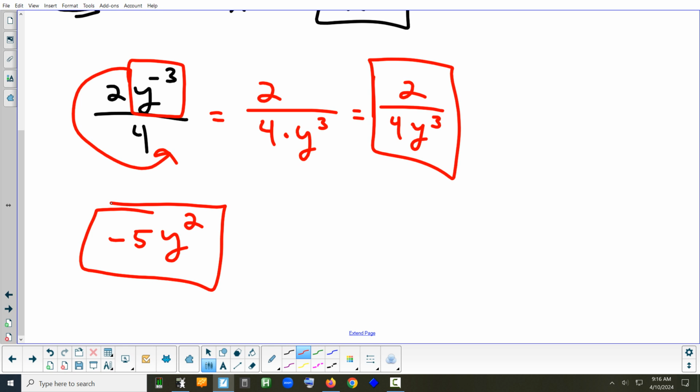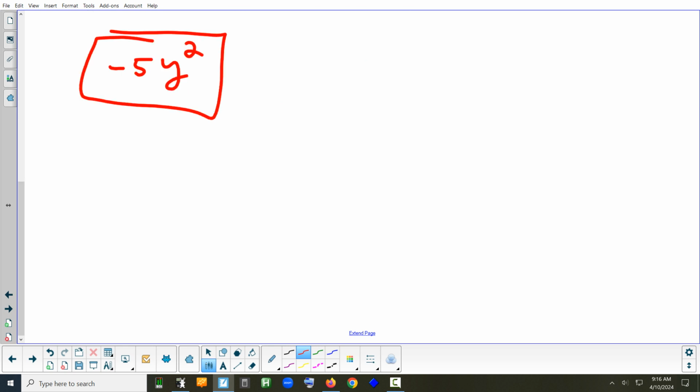Okay, now, what if we had 3 over 2x to the negative 5? Is that a fraction? Yes. Does it have a negative exponent? Yes. Okay, then we need to fix it. What has the negative exponent on it? X. Just the x. The 2 doesn't have a negative exponent. In fact, if you want to write it, the 2 has an exponent of 1. So don't touch the 2.